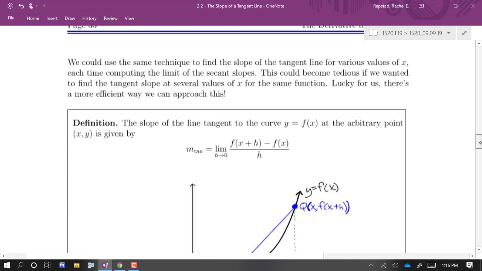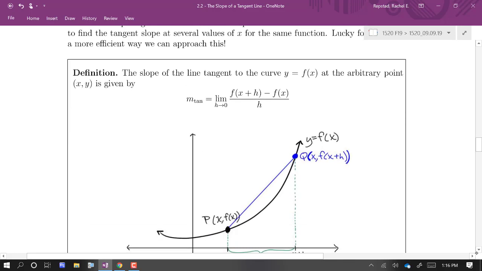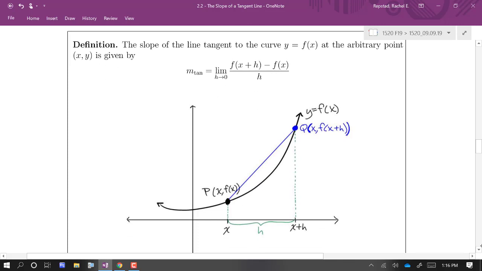So we're going to generalize this now. Let's say here's just a general curve, there's no equation for this curve, it's just an arbitrary curve that I drew. I do have to make one correction here, because for this point Q, the x-coordinate should be x plus h, which makes the y-coordinate, of course, f of x plus h.